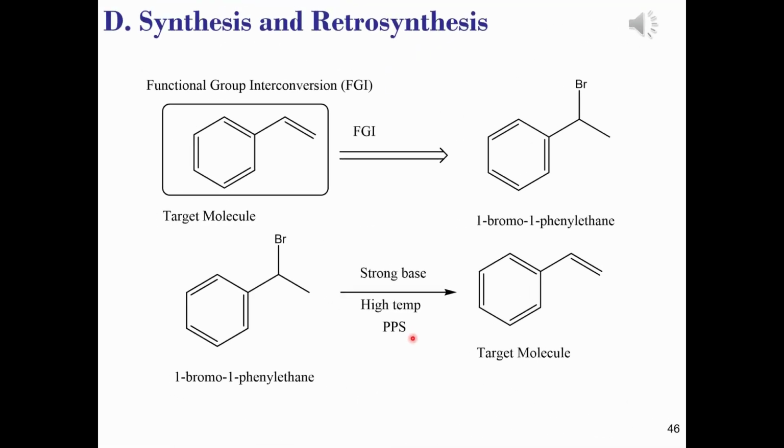The second retrosynthetic strategy places the bromine on what is a secondary allylic carbon, and here we would want to reduce any possibility of SN1 or E1 reactions. So here, if we want to have an elimination, then it's best to use a strong base, high temperature again, and a polar protic solvent. This concludes part D.